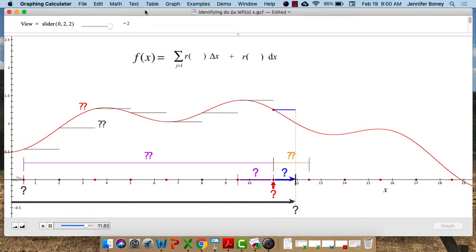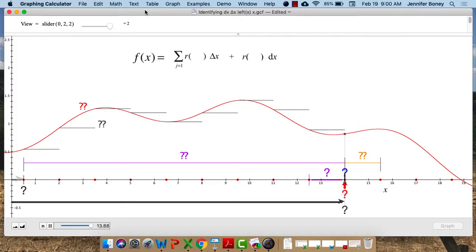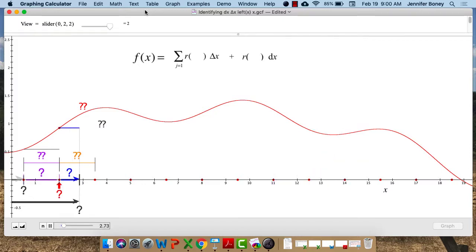So I believe you saw a static picture of this last week in a lecture, and then also over the weekend, you were asked to look at this and identify what all these mystery question marks might be representing. Maybe a little bit easier to tell when it's moving.